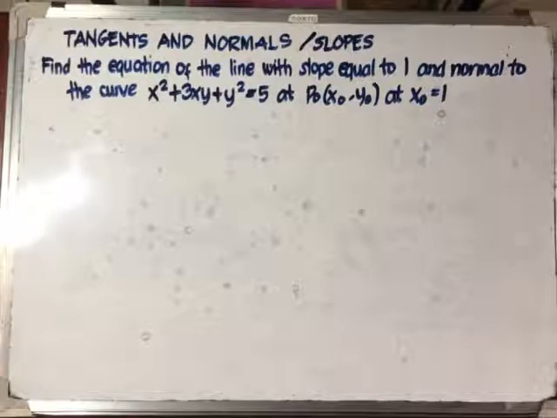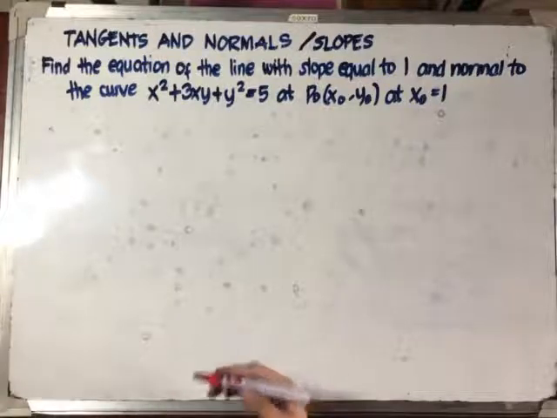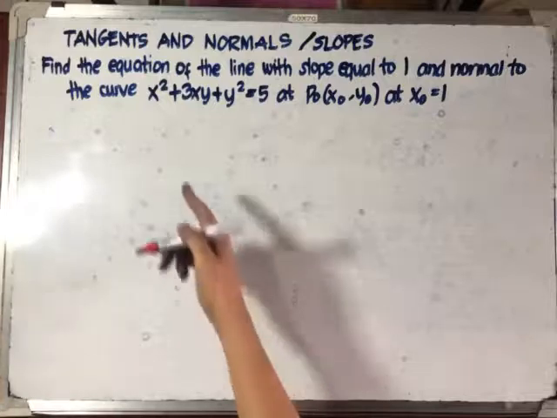And for this problem, find the equation of the line with slope equal to 1 and normal to the curve x squared plus 3xy plus y squared equals 5 at P sub O with coordinates x sub O, y sub O at x sub O equal to 1. Okay? Ang dami niyang sinabi sa problem. Ito, baka malito kayo kung anong gustong kunin ng problem. Is it the tangent line or the normal line or whatsoever. Okay? So, para dahan-dahanin natin siya, you need to sketch the curve.